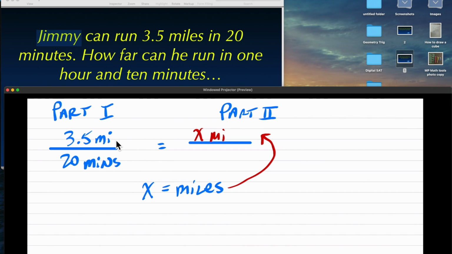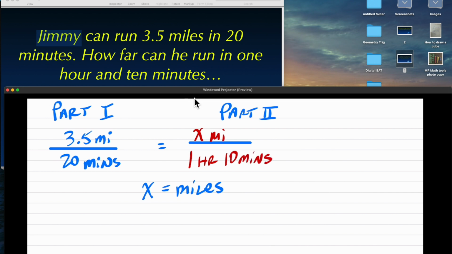The only thing we need to do now is finish composing the part 2 ratio. So let's go back to the problem and see what they want. How far can he run in, there's your fraction line, 1 hour and 10 minutes. So this is going to be 1 hour and 10 minutes.